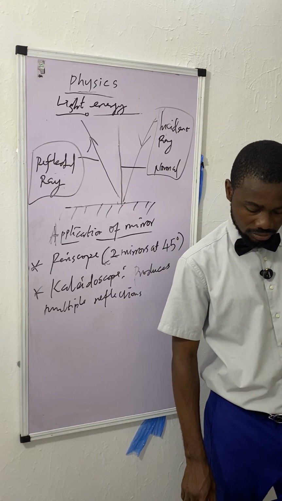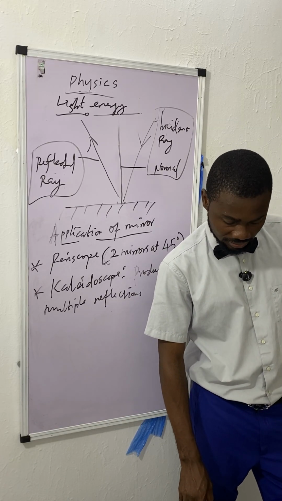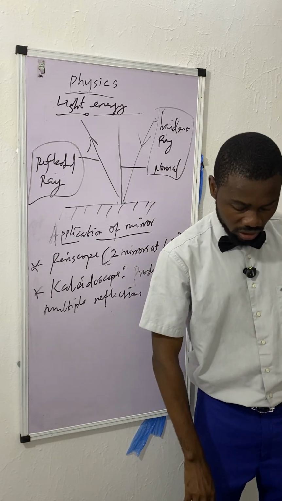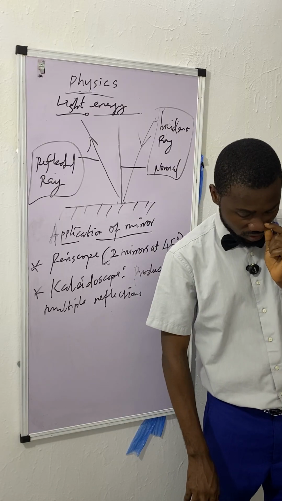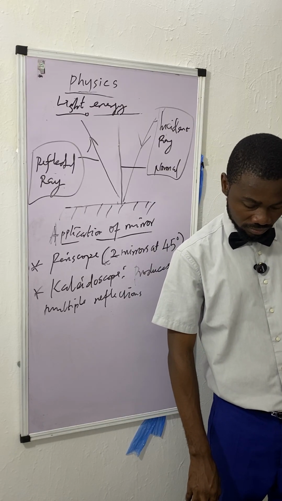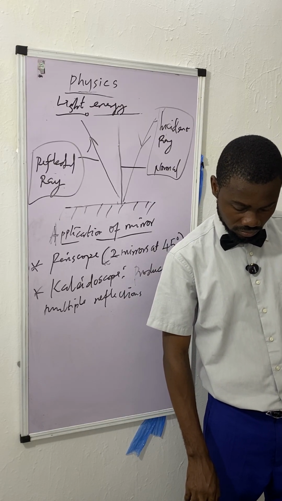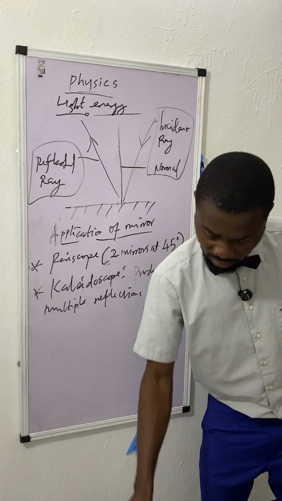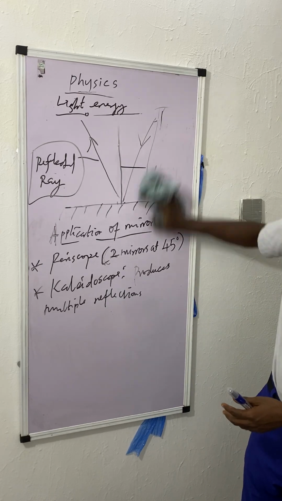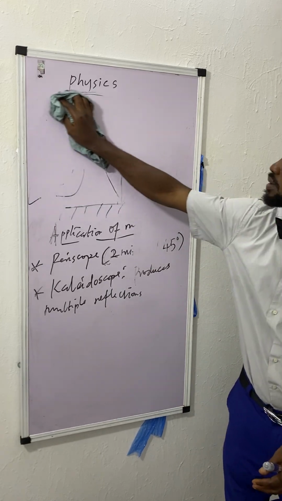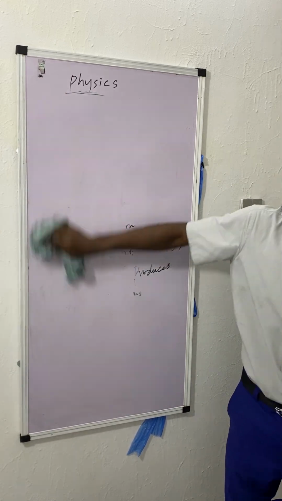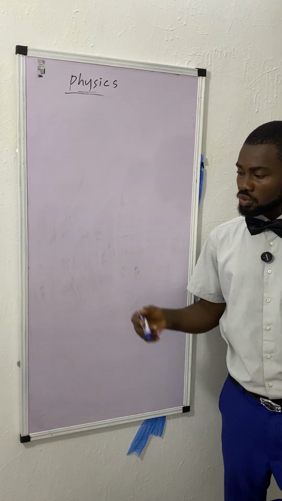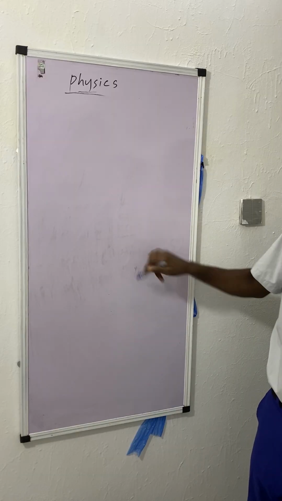We are looking at the image formed on a concave and convex mirror. When talking about mirror, we have to understand the difference between concave and convex, because a mirror is different from a lens. So we have concave and convex mirror. Those are the types of mirror.